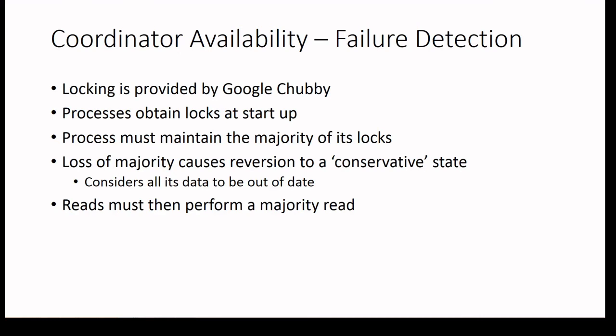If a service loses the majority of its locks, then it reverts to what it called a conservative state. This conservative state is just where it considers all of its own local data to be out of date. This means that the next time it performs a read, it has to do a majority read instead of a local read, which would then update its coordinator to the current state, and it just recovered from the failure.